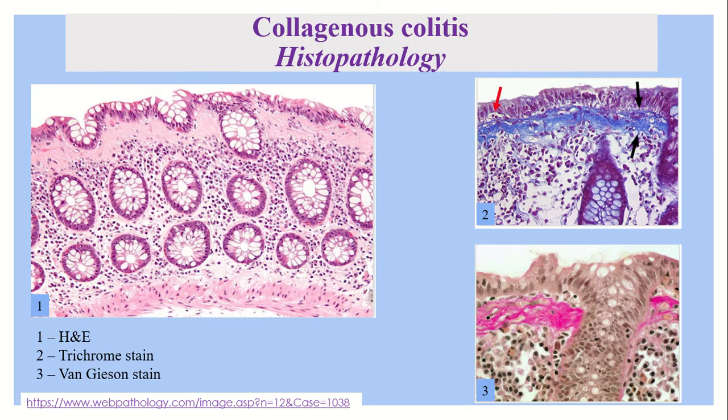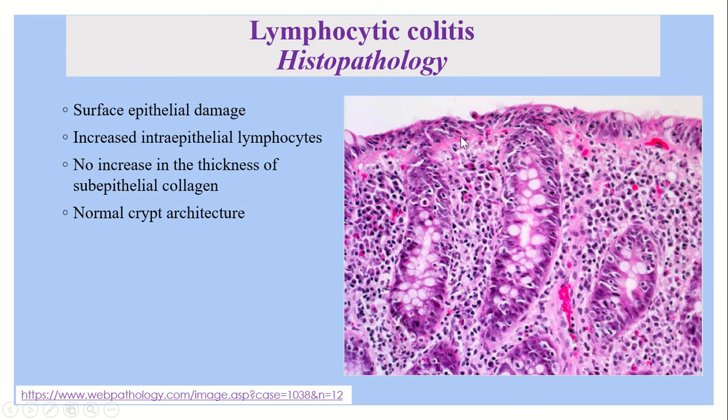Here I would like to present the microscopic colitis that we mainly meet during practice in the labs. Here you see the hematoxylin and eosin staining, and in the subepithelial region we found the presence of a pink collagenous band. After using trichrome and Van Gieson stains, we exactly find the presence of collagenous bands under the epithelium, subepithelial collagenosis, or we call it collagenous colitis. But lymphocytic colitis differs from collagenous colitis because there is no increase in the thickness of subepithelial collagen.